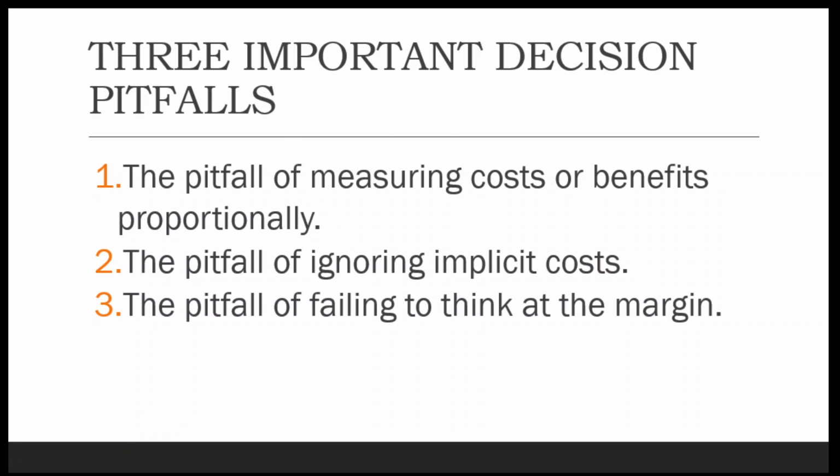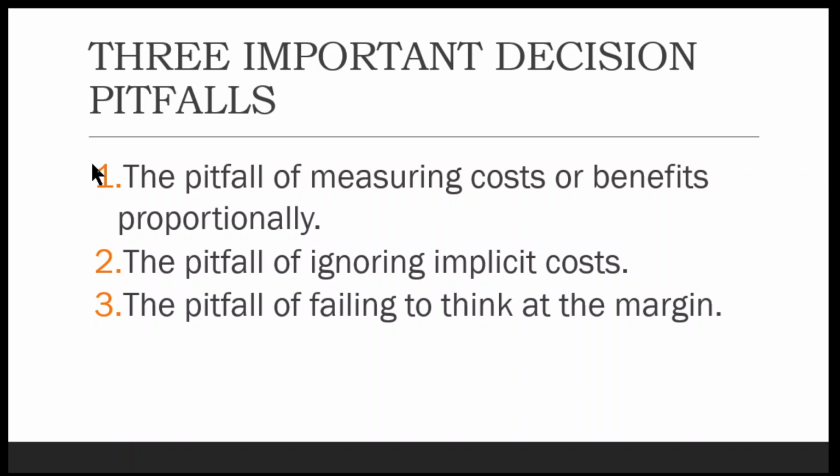Okay? And we have the third, the pitfall of failing to think at the margin. What does that mean? In making this decision, we always need to take note that we have to ignore the sunk cost because these types of costs are irrelevant in the decision. They are already spent. What we need to think about are the marginal costs and marginal benefits. What would be the net gain that we will get?